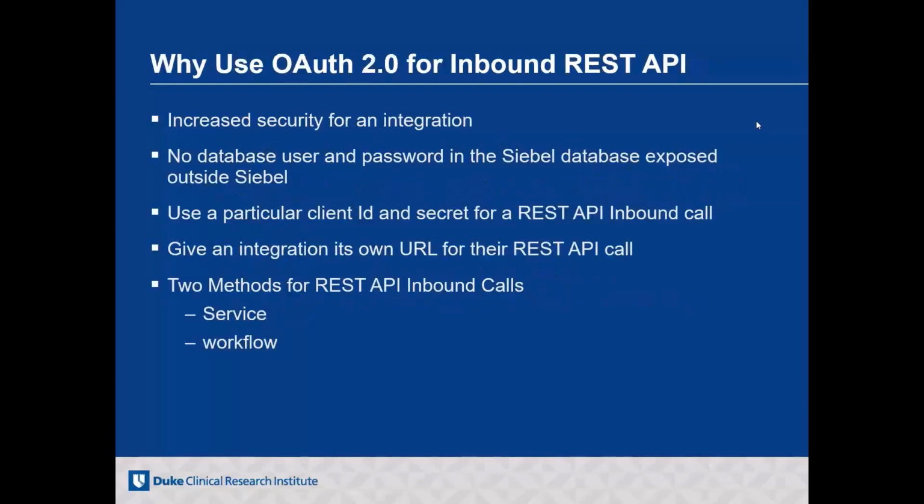Some of the benefits were increased security, with no database user in a Siebel database exposed outside of Siebel or our premise. We have to use a particular client ID and secret for a REST inbound call. We give our partner or our internal users an integration URL for their REST API. And then there are two methods, which I mentioned earlier, now service and workflow. I'll show both of the paths as we go.